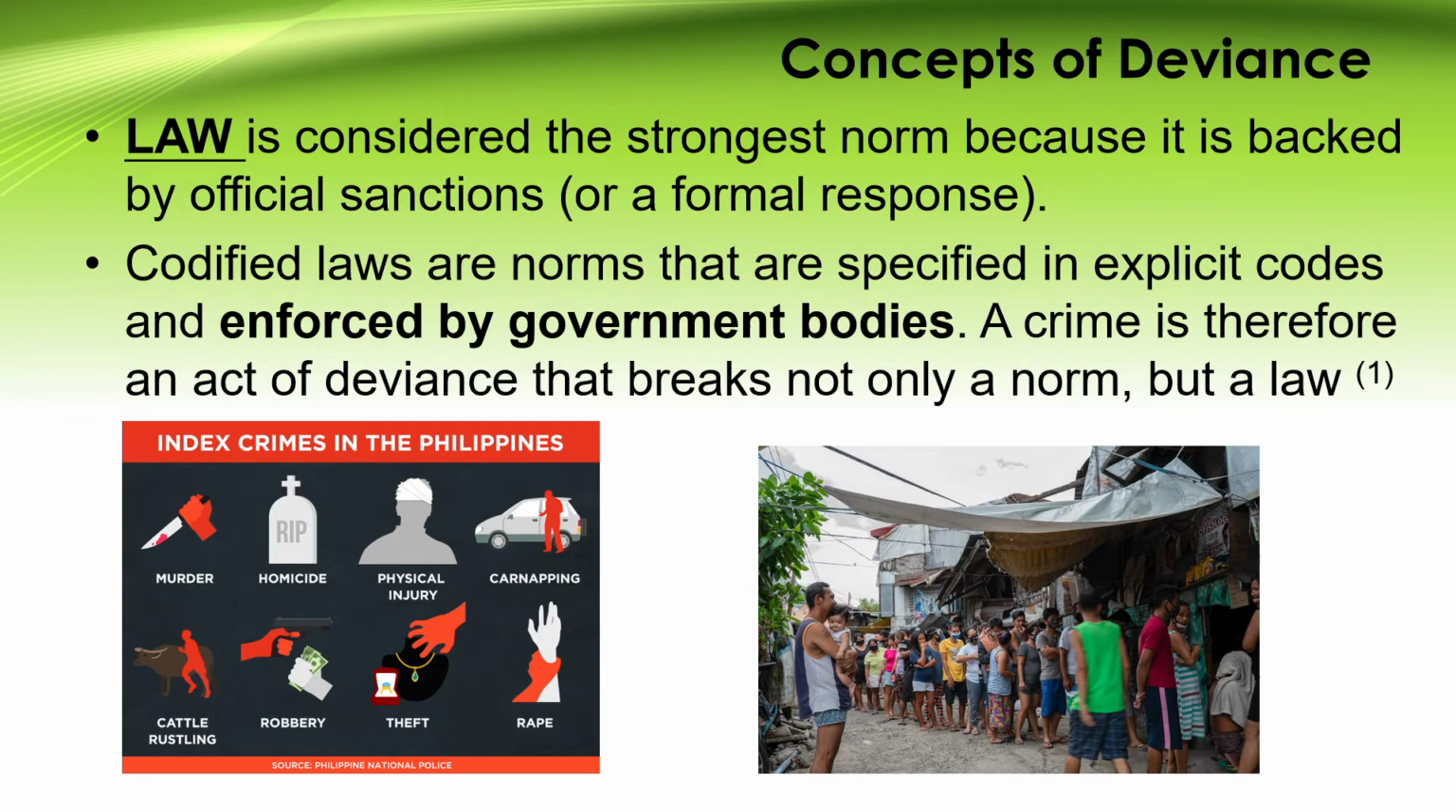And lastly, law is considered the strongest norm because it is backed by official sanction. For example, a crime is an example of social deviance against this type of social norm. And when a person commits a crime, he is either incarcerated or he pays a certain amount of money. So a crime is therefore an act of deviance that breaks not only a norm but also a law.